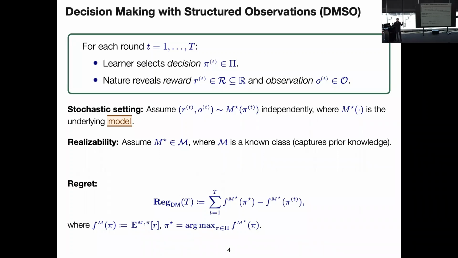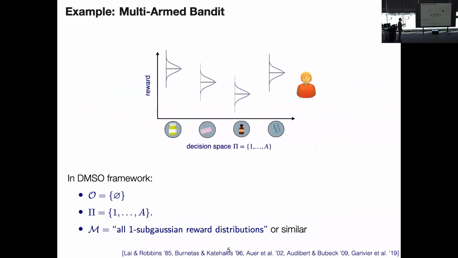Okay, so that's a bit of notation. But let's make this more concrete by looking at some examples. The first example we can look at is the multi-armed bandit problem. This is a very simple decision-making problem where at each time step we pick a discrete decision, usually called actions in this context, from a finite set, which I'm calling 1 through big A here. Based on this action, we see some kind of reward. We don't see anything else.